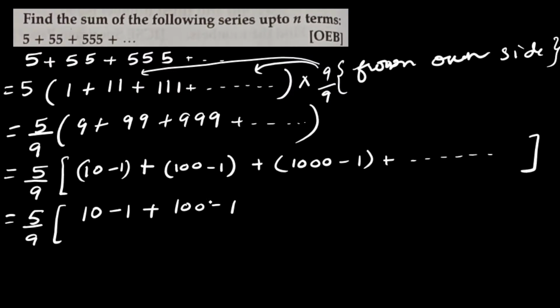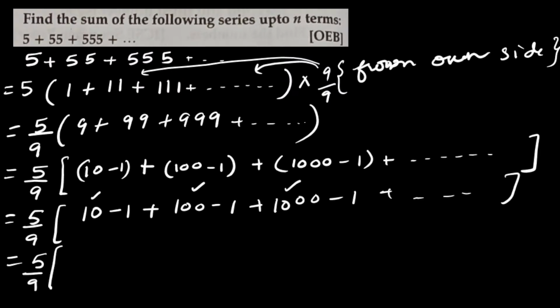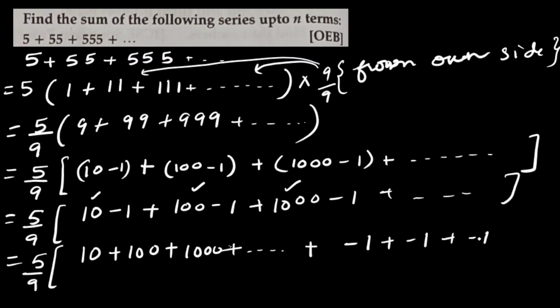So I'll show you how we will get it. If I open the brackets now, I'll get these types of things. I'll rearrange all these terms: 10, 100 and 1000 I'll write together, and the 1s we can write together. So what will it become? 5 by 9, 10 plus 100 plus 1000 plus so on. Then minus 1, again minus 1, again minus 1. See, minus 1 is there so many times. So it will also continue like this.